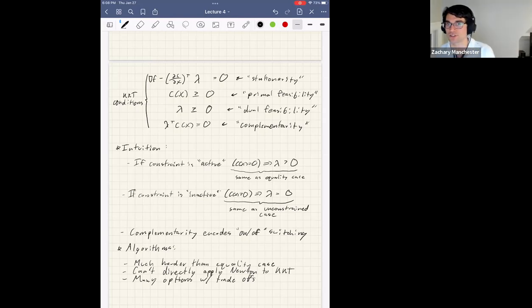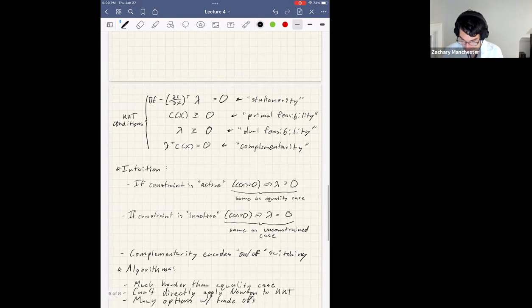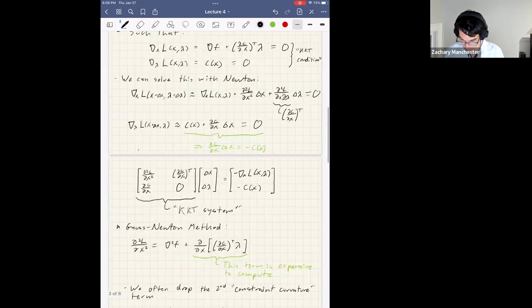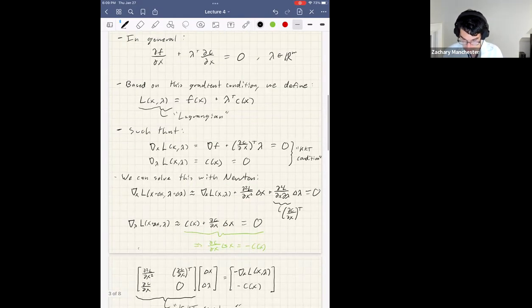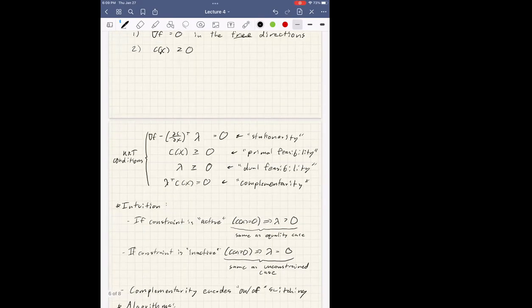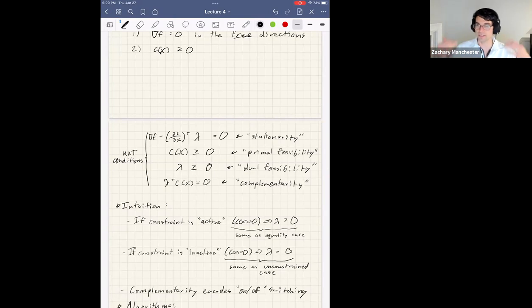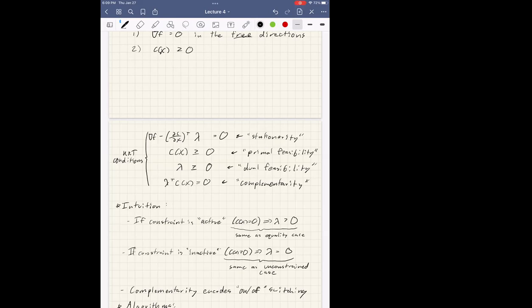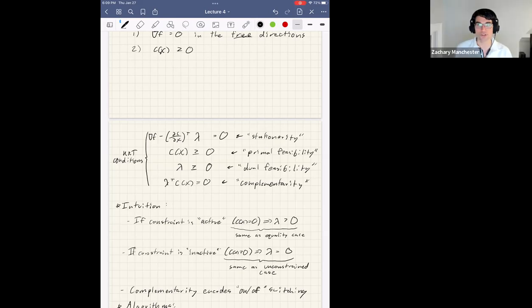So the first one is just gradient equals 0, like we had before, right? That first stationarity condition is the exact same thing we had in the equality case up here, with the Lagrange multiplier. The next one is just saying that you have to respect the constraint, right? Okay, so the last two are the tricky ones.